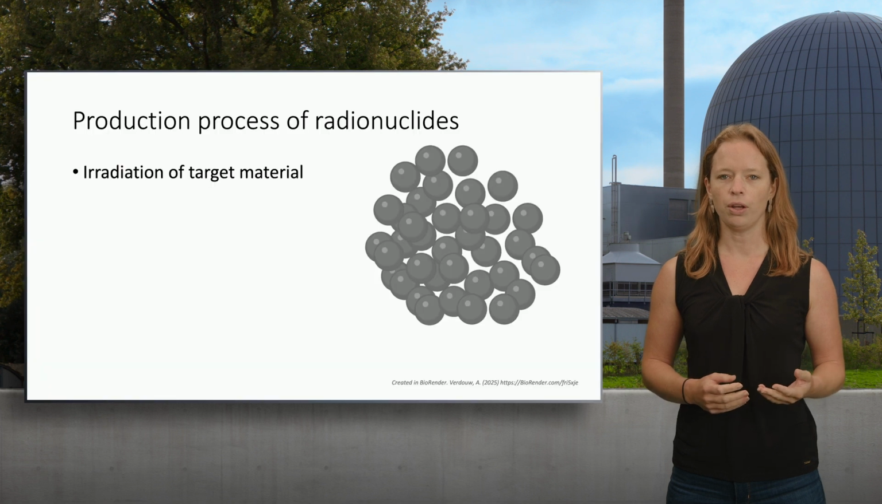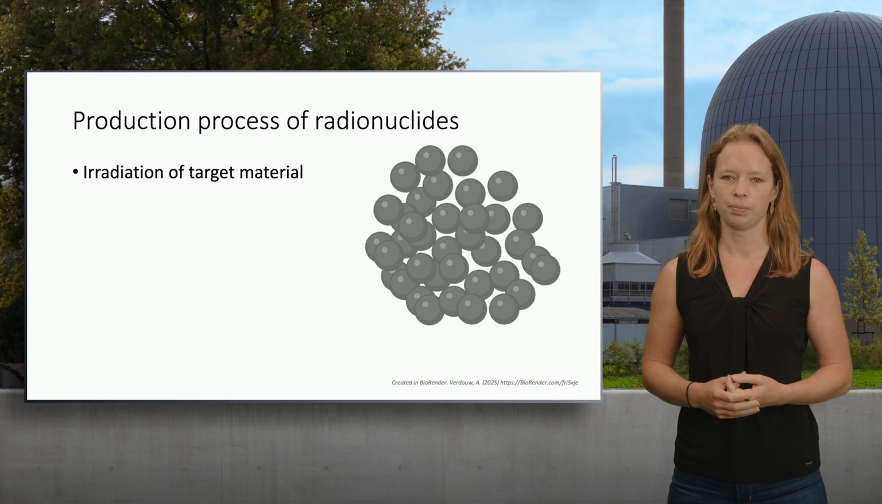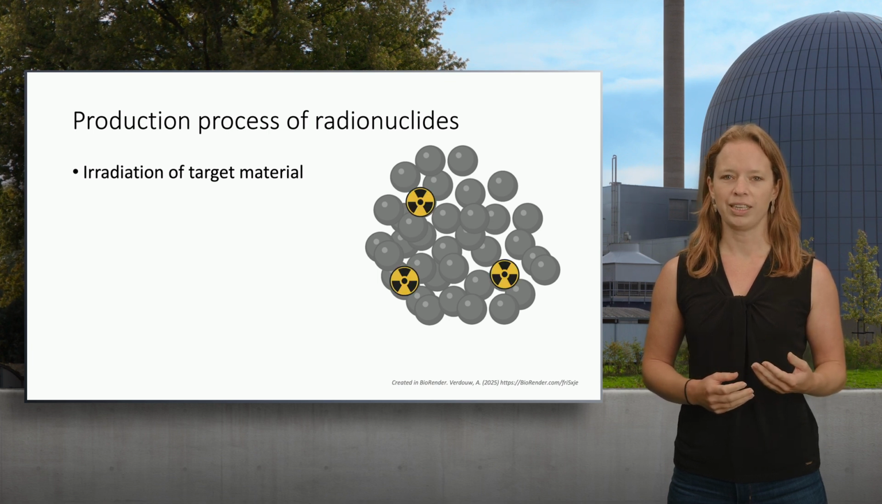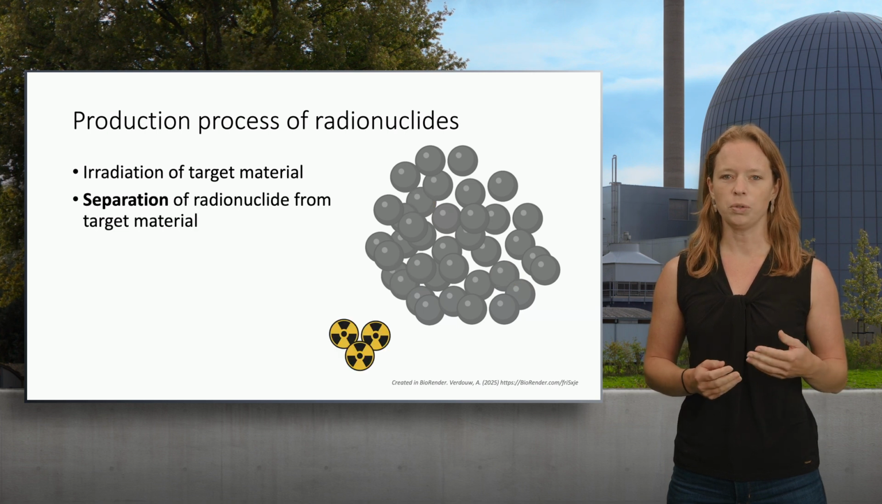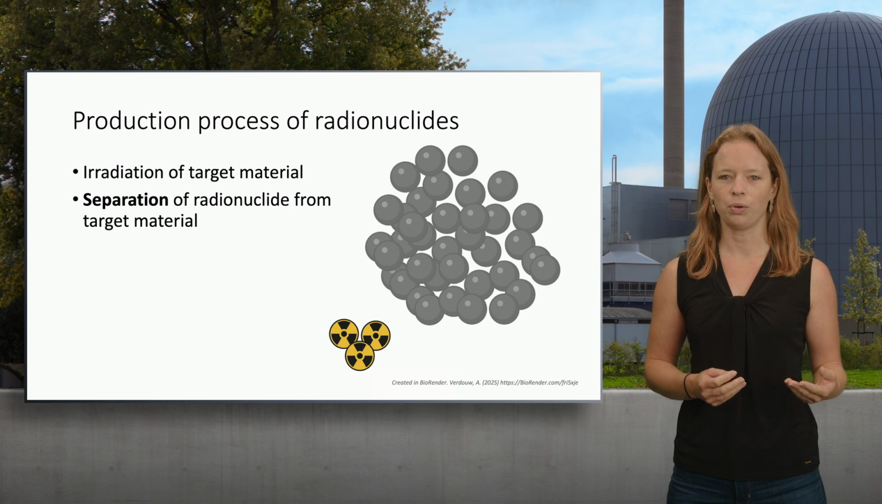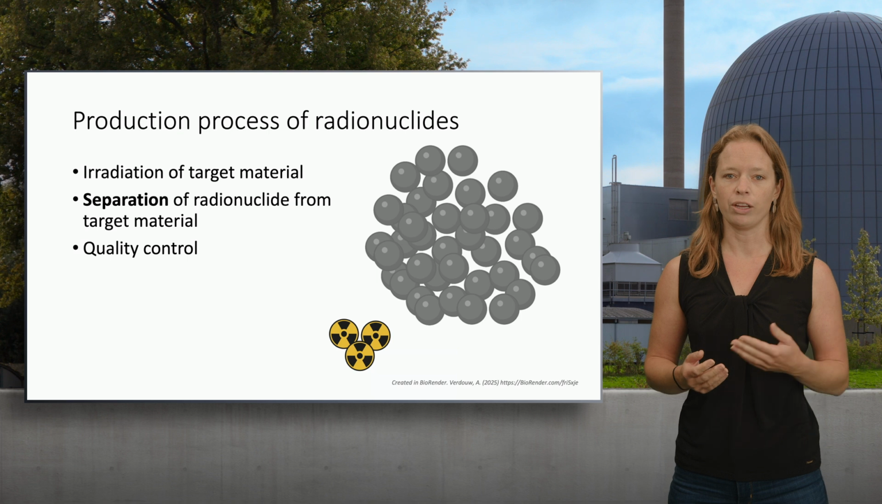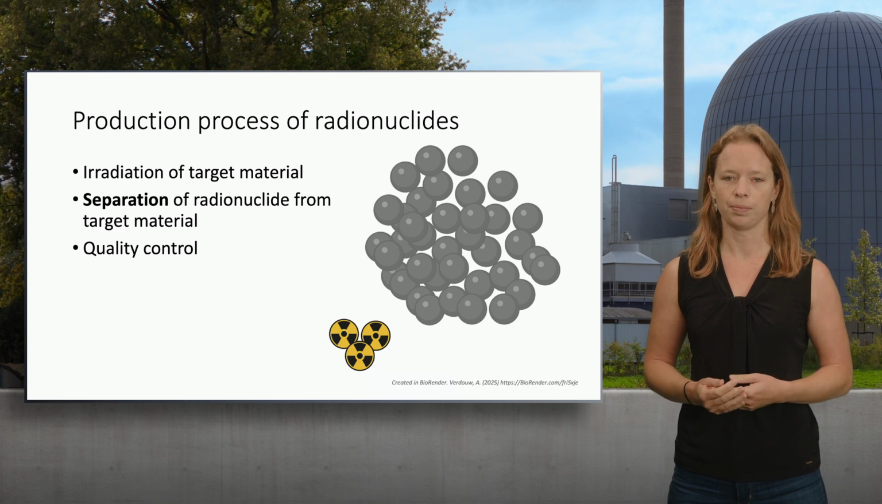From module 3, we know that when we want to produce radionuclides, we start by choosing and irradiating our target material. A small part of our target material then turns into the radionuclide we're interested in. And what we will learn now is how to selectively separate these product radionuclides from the target material. And after this, we can check the quality of our product.